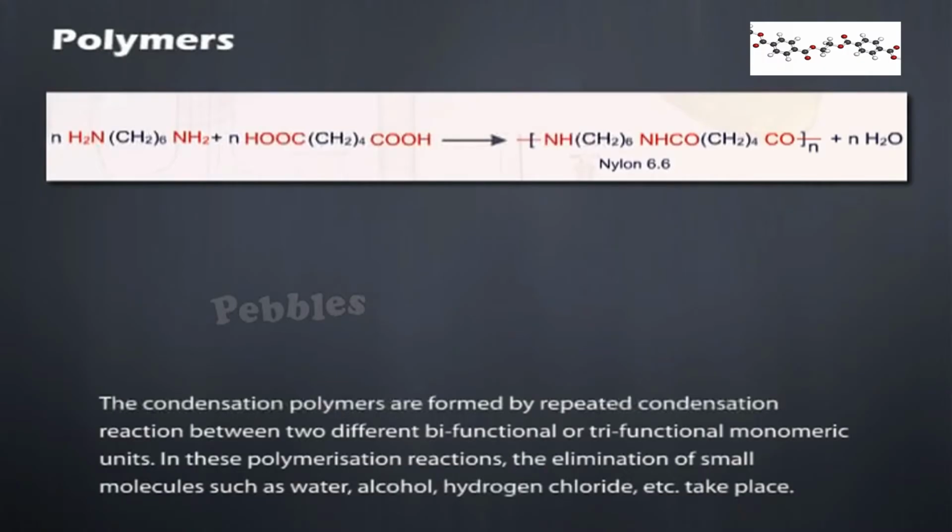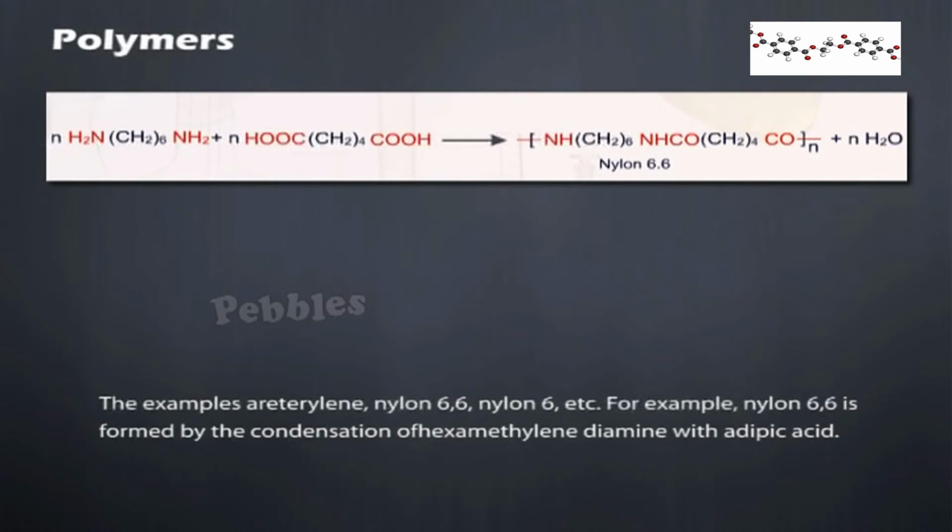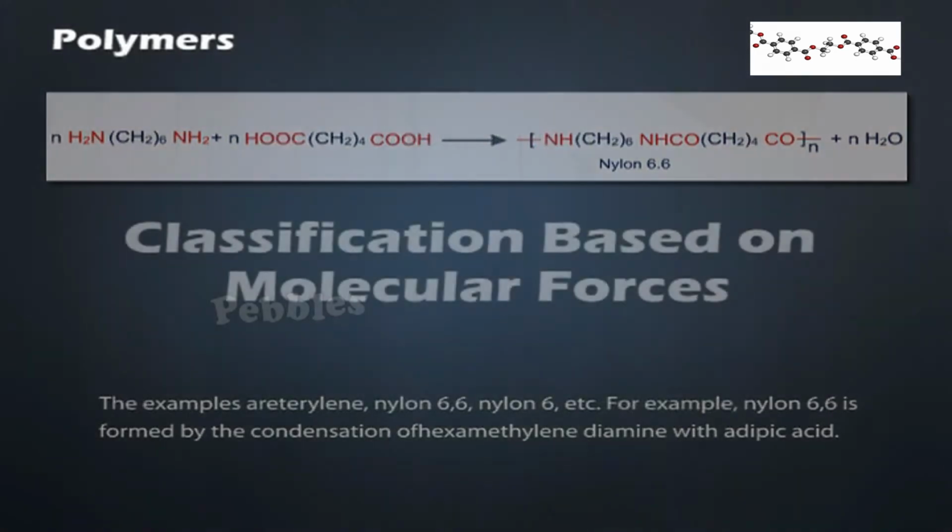Condensation polymers. The condensation polymers are formed by repeated condensation reaction between two different bifunctional or trifunctional monomeric units. In these polymerization reactions, the elimination of small molecules such as water, alcohol, hydrogen chloride, etc. take place. The examples are terylene, nylon 6,6, nylon 6, etc. For example, nylon 6,6 is formed by the condensation of hexamethylene diamine with adipic acid.